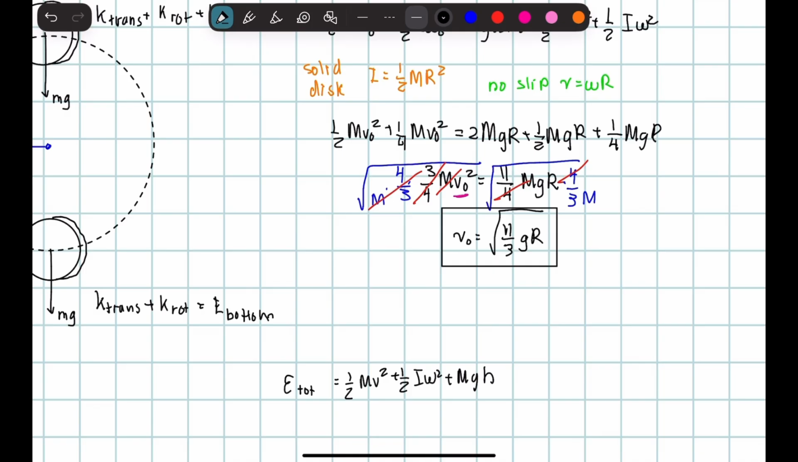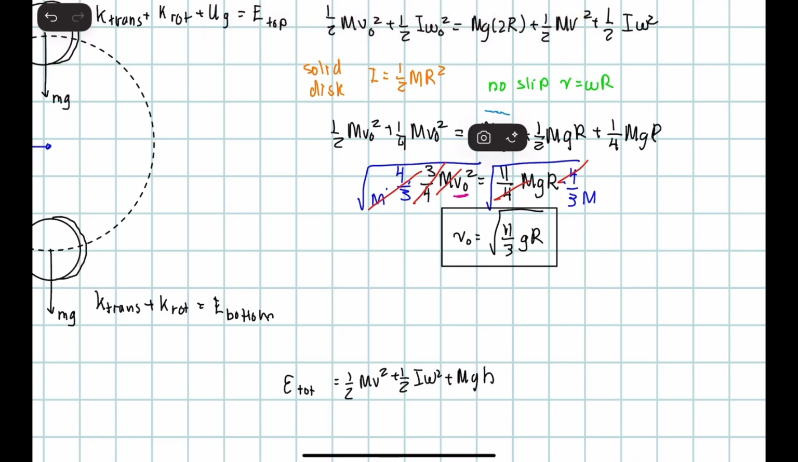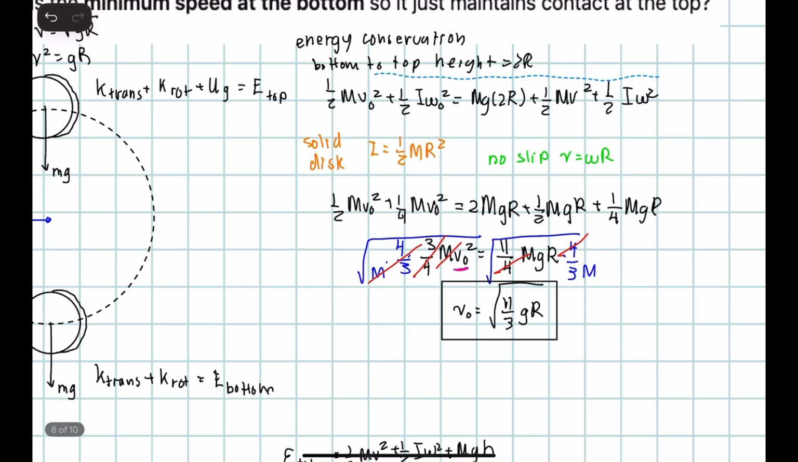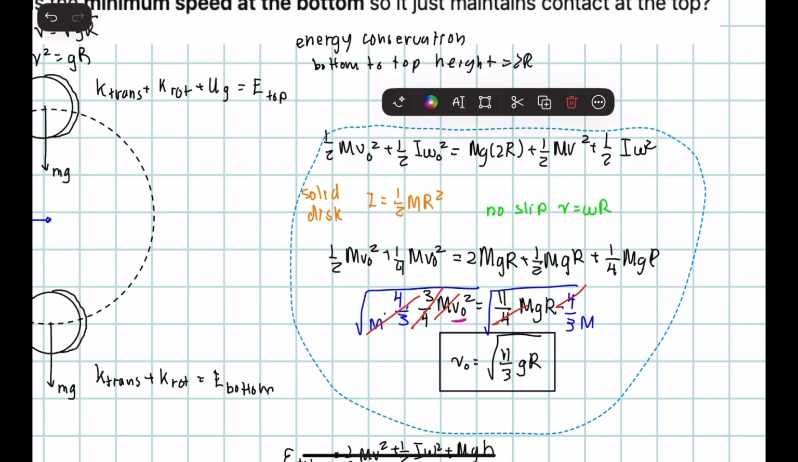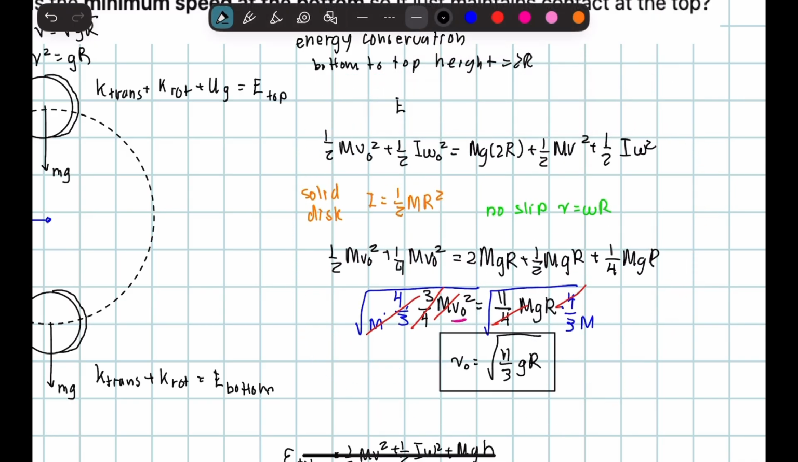So to elaborate a little bit more on this, we know that the energy at the top is equal to the energy at the bottom.